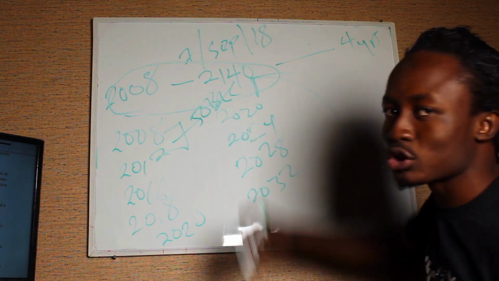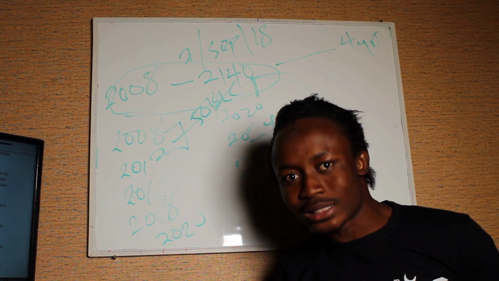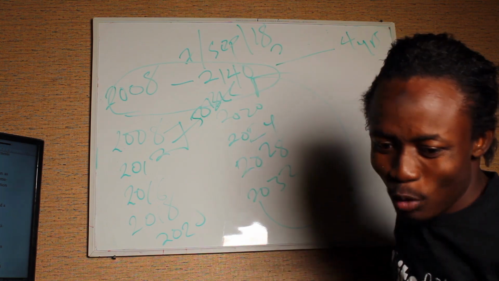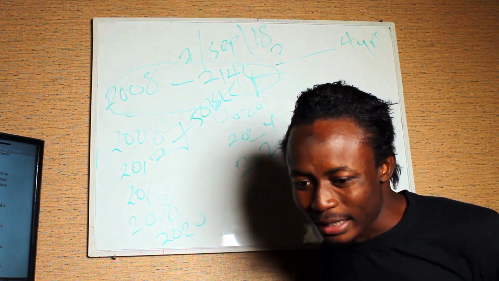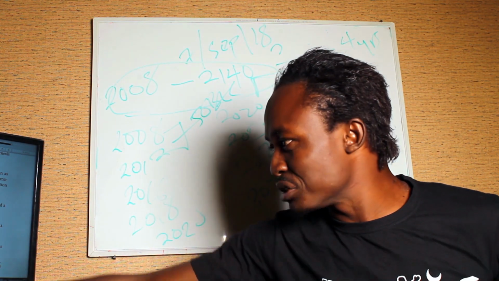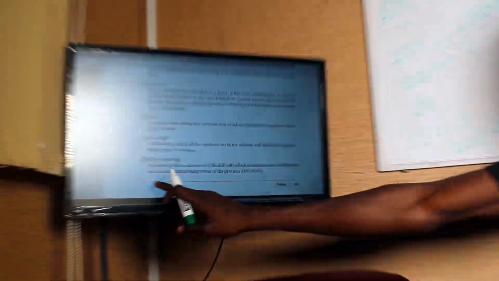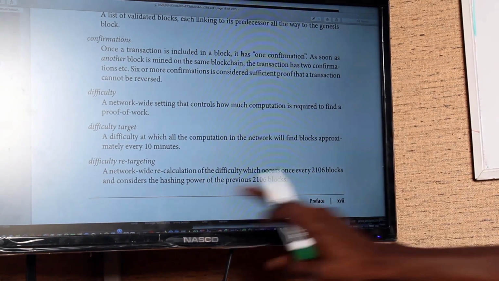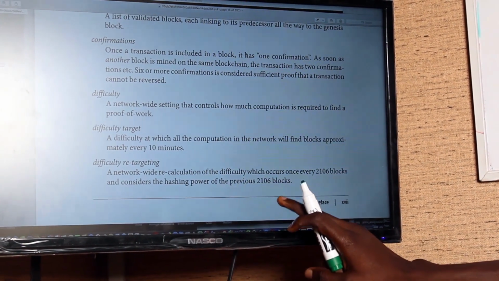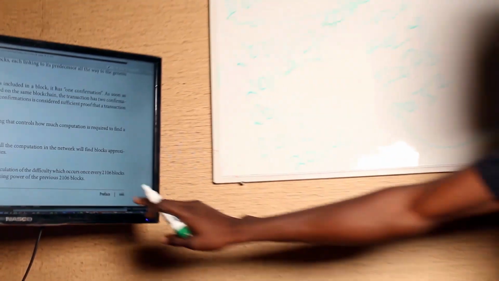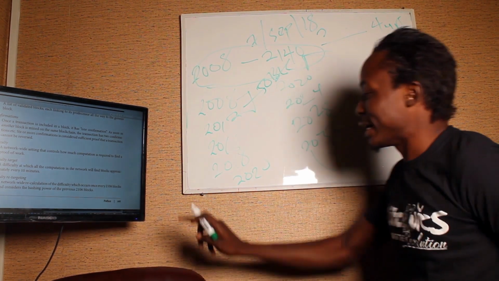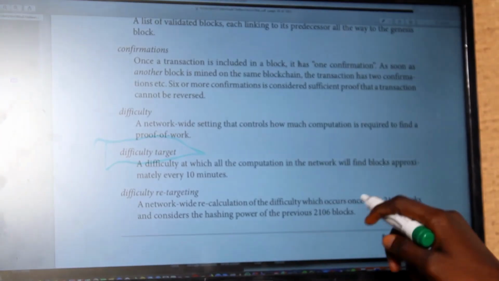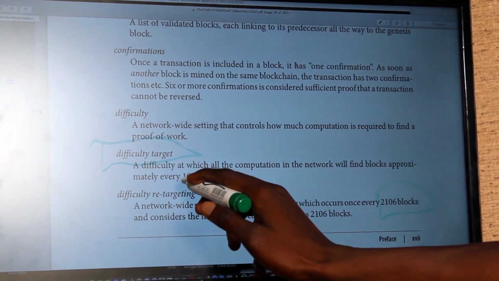Now, every 10 minutes it releases rewards for those that are competing on the network to share. So now, every 4 years it becomes much more difficult, and that is the difficulty target we have here on my screen. It says difficulty rate targeting, and that is a network-wide recalculation of the difficulty which occurs once every 2016 blocks and considers the hashing power of the previous 2016 blocks. Now, whenever we reach this block, the difficulty target changes, and it becomes much more difficult for these to be released every 10 minutes over here.